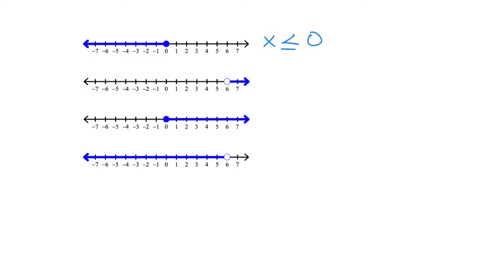Next we have an open circle pointing to the right, which is greater than, so x is greater than 6. For our next one, x is greater than or equal to 0, because it's a closed circle pointing to the right. And lastly, x is pointing to the left, and it's an open circle, so x is less than 6.